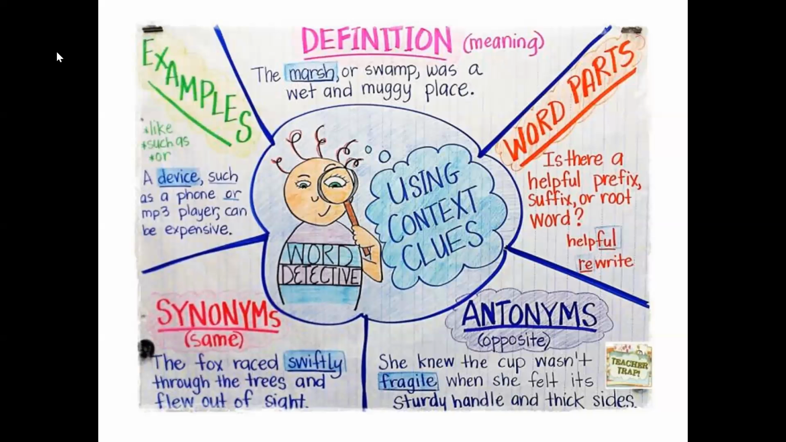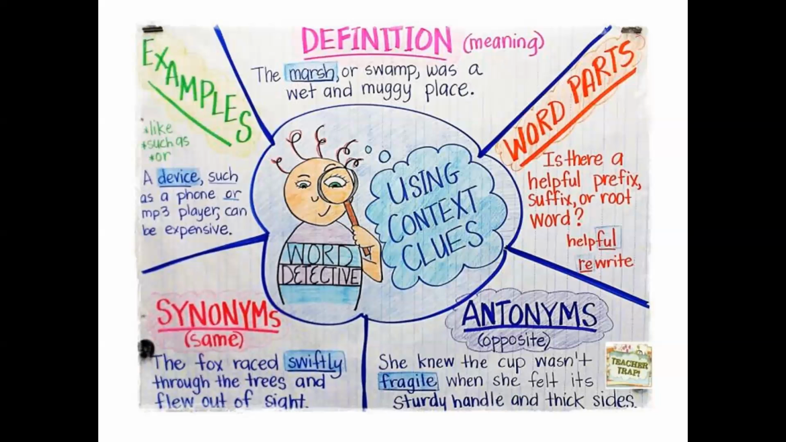So take a look at this example here. It says she knew the cup wasn't fragile when she felt its sturdy handle and thick sides. So what does fragile mean? So most of you probably have heard of fragile, but if you haven't, then you would think to yourself, okay. So when she felt its sturdy handle and thick sides, then that means that it couldn't break as easy. A cup couldn't break as easy if it had sturdy handles and thick sides, right? But so then what does fragile mean?